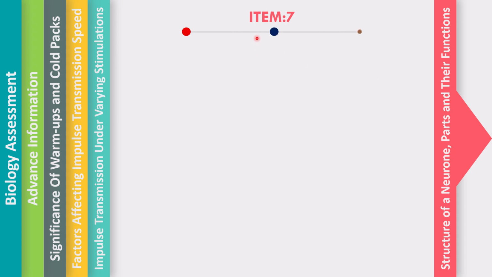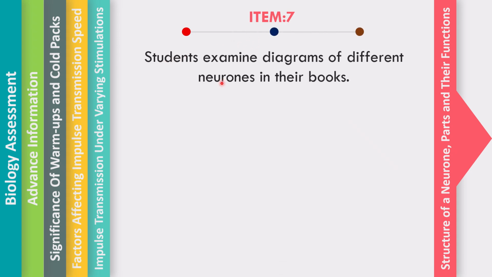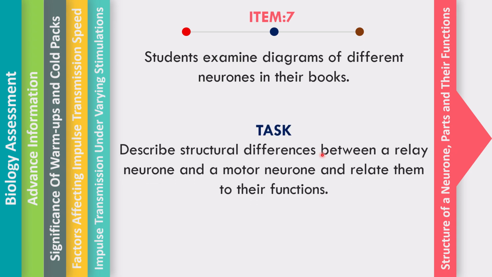Item 7. Students examine diagrams of different neurons in their books. Task. Describe structural differences between a relay neuron and a motor neuron and relate them to their functions.